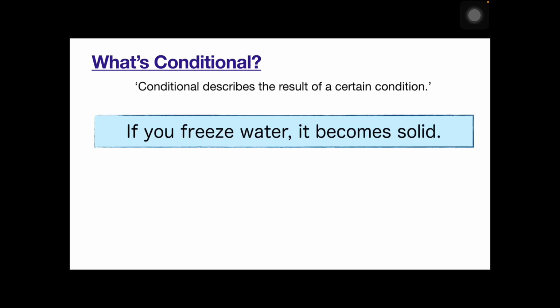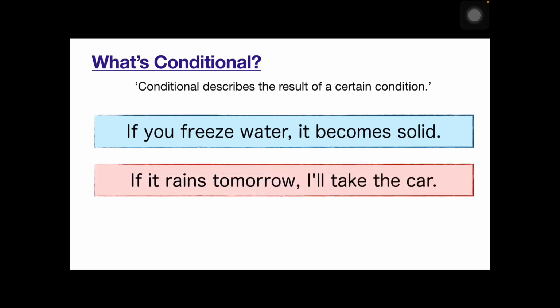So, for example, let's look at this example. If you freeze water, it becomes solid. That's true, right? When you put the water in the freezer, it turns solid into ice. Or the next one: if it rains tomorrow, I'll take the car. The situation tells you tomorrow, if it rains, I would take the car. So that's the result if it rains tomorrow.